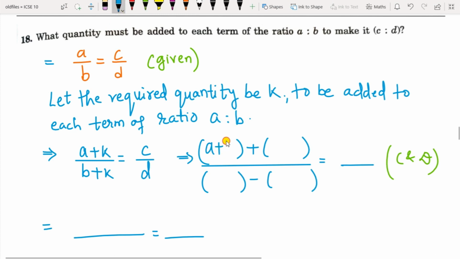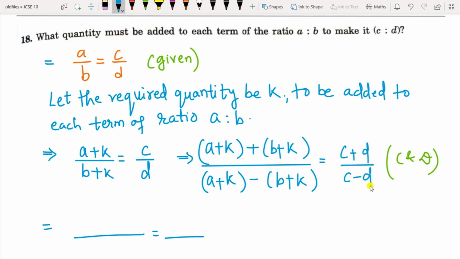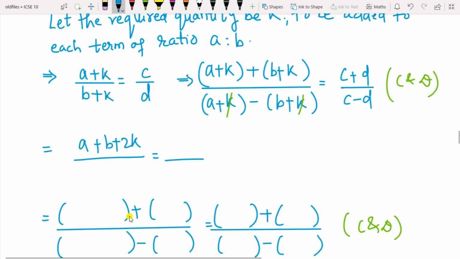So it will be (a plus k plus b plus k) upon (a plus k minus b plus k) equal to (c plus d) upon (c minus d). Now from the denominator only k will get cancelled here. So what's remaining is (a plus b plus 2k) the whole upon (a minus b) equal to (c plus d) upon (c minus d).